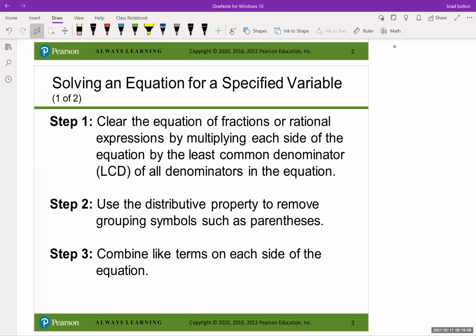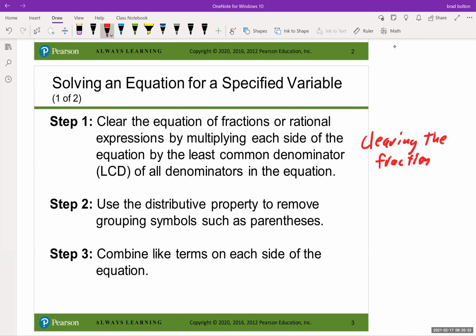So let's first look at some steps to solving equations for a specified variable. Clear the equation of fractions or rational expressions by multiplying each side of the equation by the least common denominator, or the LCD of all denominators. So a lot of times we'll be dealing with rational equations. So we call this clearing the fraction.